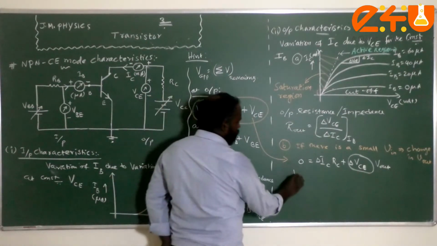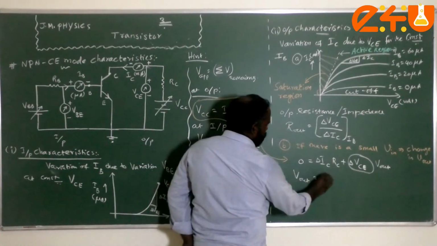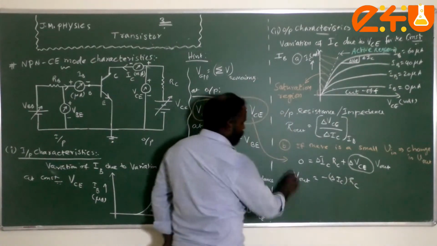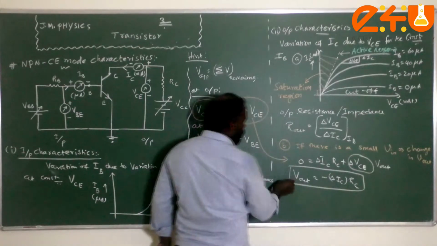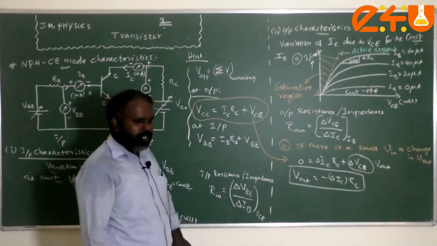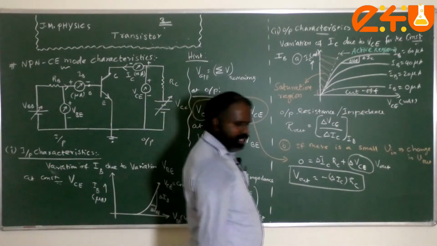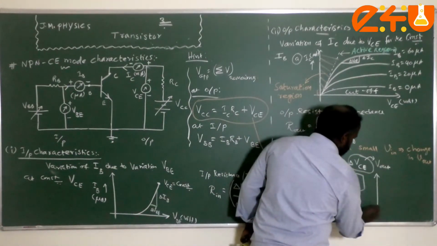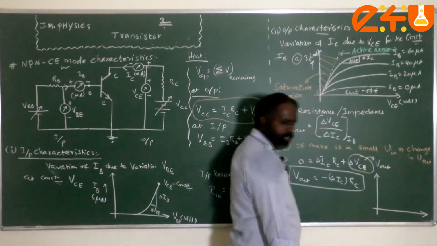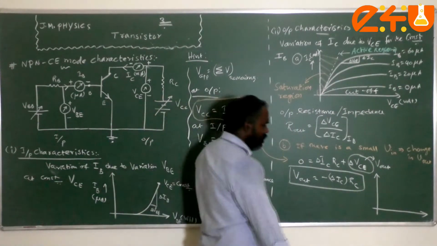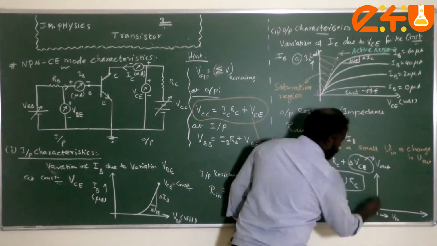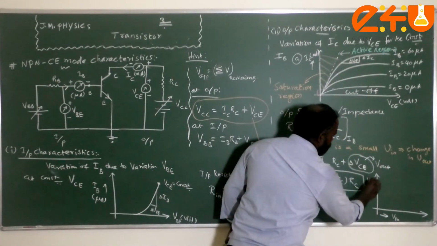Therefore I can say that V out is equal to minus delta IC into RC. Now please see that I am going to draw the graph between the output voltage and the input voltage. So this is the input voltage V in, and this will be the output voltage V out.